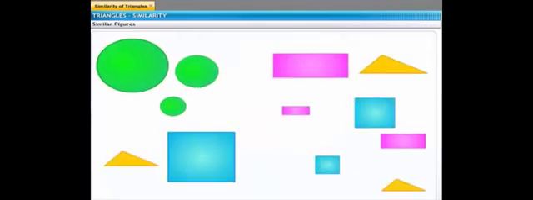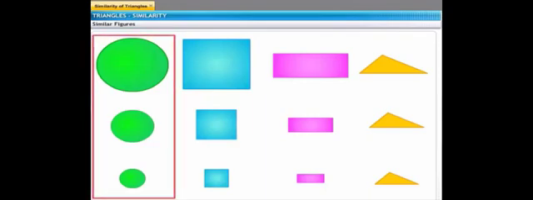Now, consider the geometrical figures given here. Let's sort the figures on the basis of similarity. Here, now all similar figures are aligned together. Let's analyze these figures to further understand similarity. All circles are of the same shape and their radii will always be proportional. Hence, all circles are similar.